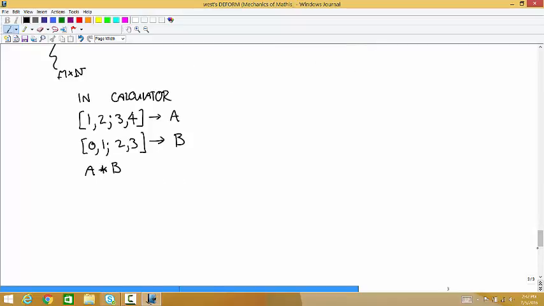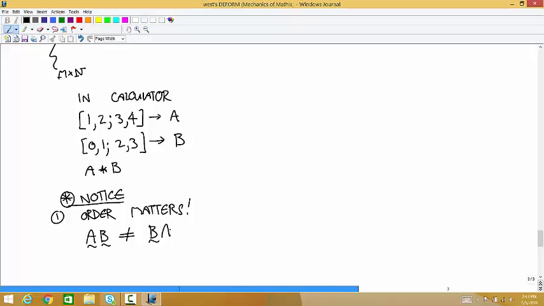Here are a couple things to notice about matrix multiplication. The first one is the order of the multiplication matters, and you're not used to that with multiplication, so you got to keep that in mind. So that's the first one. AB does not equal BA.